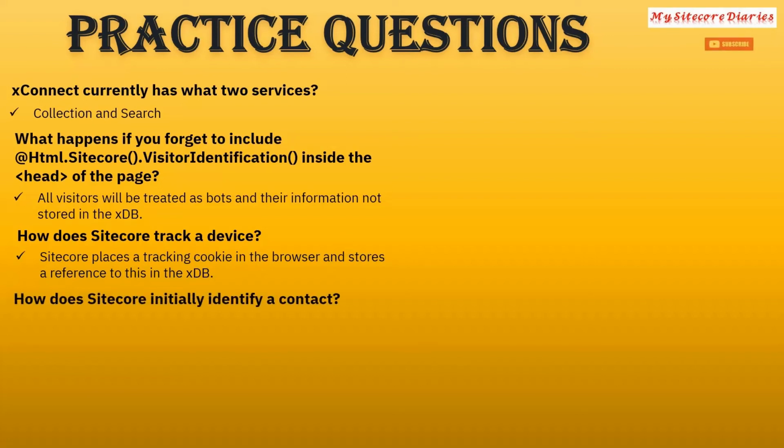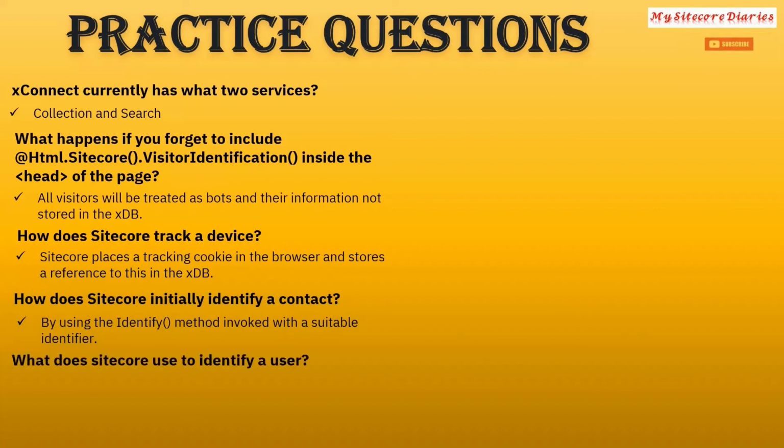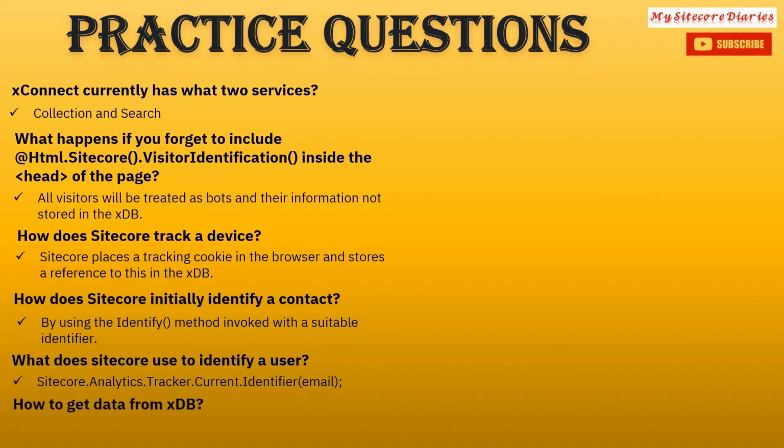How does Sitecore initially identify a contact? It actually uses the Identify method to invoke a suitable identifier. How does Sitecore use the identified user? Sitecore.Analytics.Tracker.Current.Identify. If you pass it an email, it will give the identity of that user. How do you get data from XDB? By using xConnect.